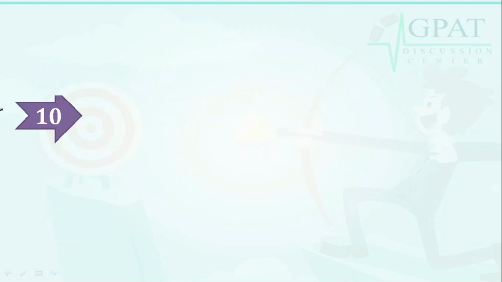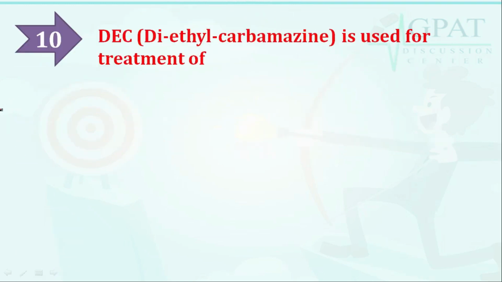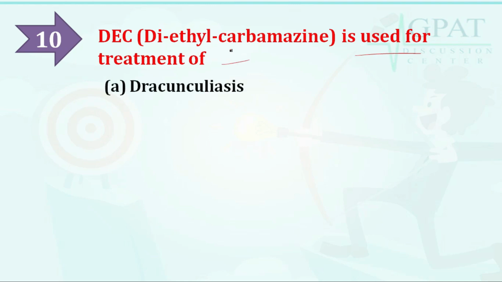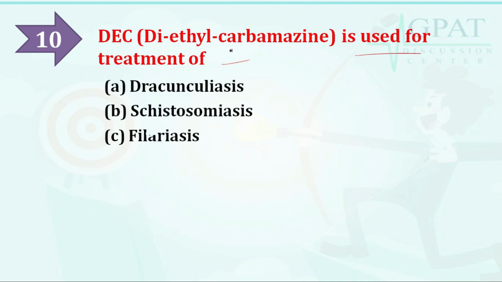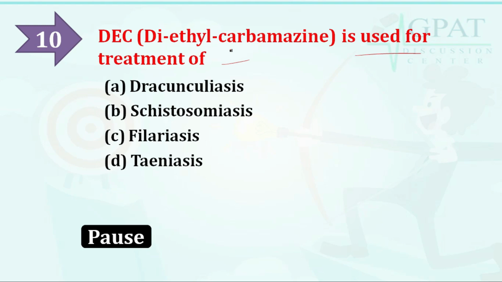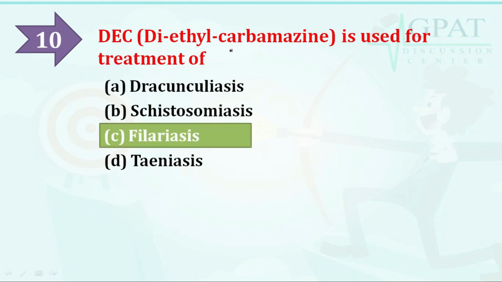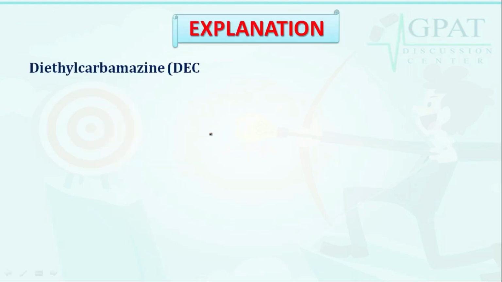So now the next question is, DEC, diethylcarbamazine, is used for treatment of, and the options are: option A, dracunculiasis; option B, schistosomiasis; option C, filariasis; option D, taeniasis. So it is used for the treatment of filariasis. Filariasis is the correct answer. Let's discuss with the help of the explanation.